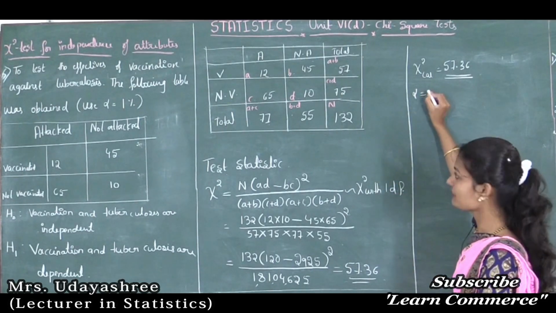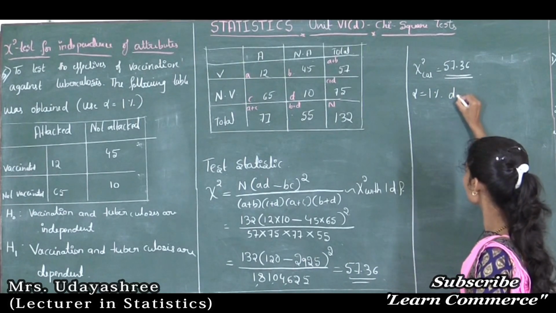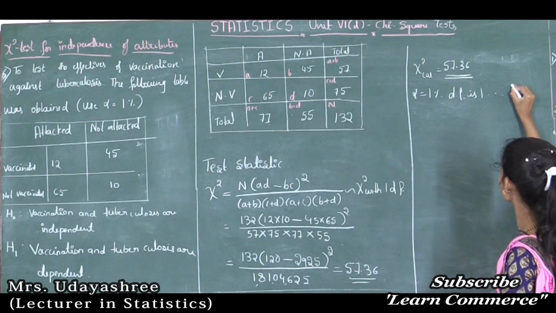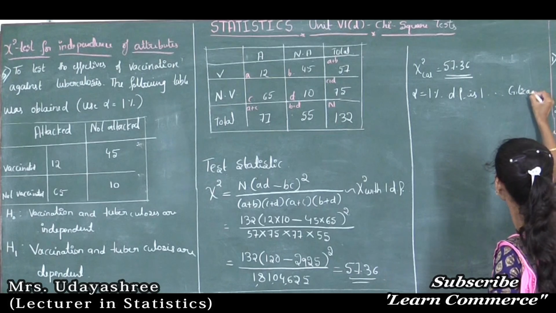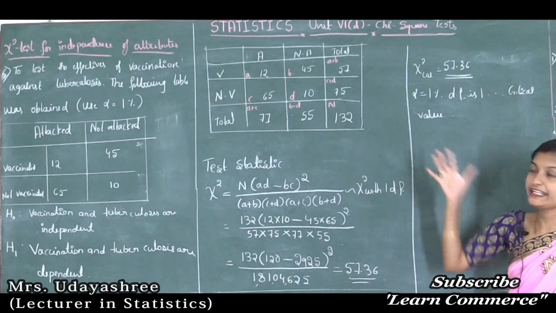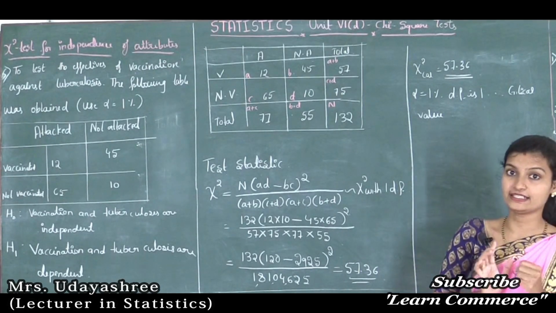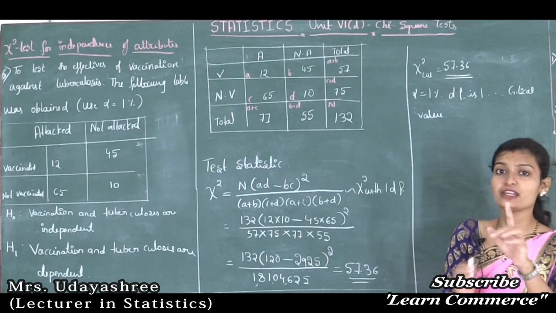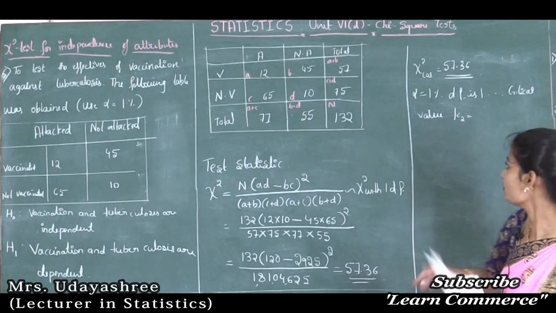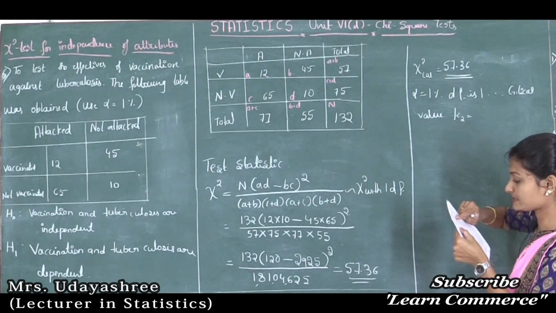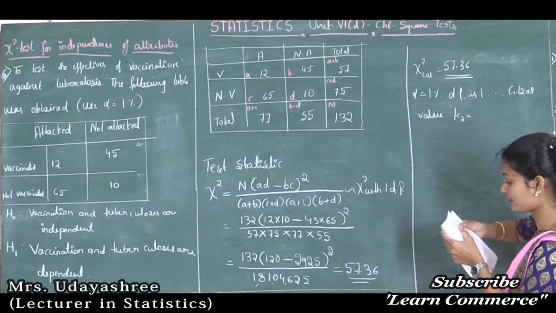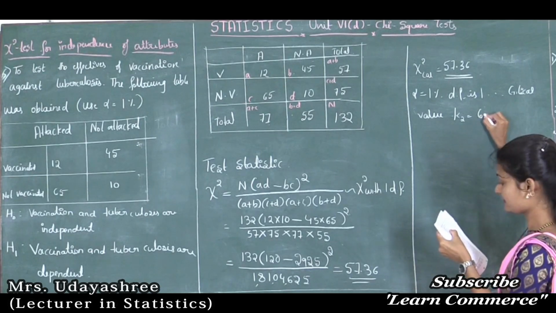Next, see here alpha. What is alpha here? Level of significance is 1% and degrees of freedom is given here as 1. Then critical value: we know that chi-square test for independence of attributes is always an upper tail test. If it is an upper tail test, we need to find the K2 value from the statistical table. Here alpha is 1% and degrees of freedom is 1. So here the K2 value is 6.65.